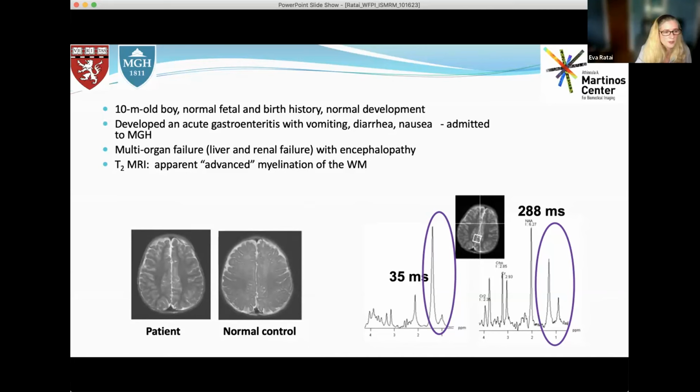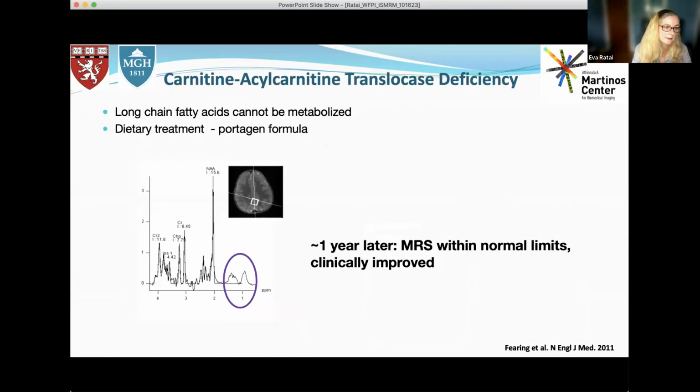So with the spectroscopy, there was a smoking gun. You do see NAA, choline, creatine kind of normal, but you see this massive elevation of lipids. And I mentioned before, at 288, the lipids should be decayed, and whatever you would see is lactate. However, if you have that many lipids, you still see them even at longer echo times. So this triggered that we realized that this kid had long chain fatty acids that cannot be metabolized, and he happened to have carnitine acylcarnitine translocase deficiency. And there's a treatment. So with this Portagen formula, he was actually doing much better a year later, and you see the lipid peaks are gone.